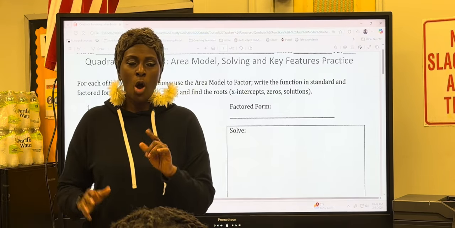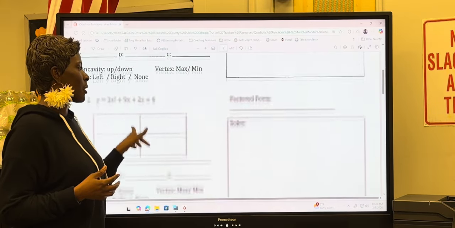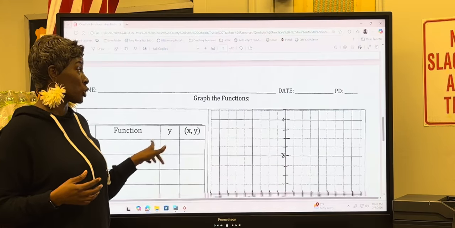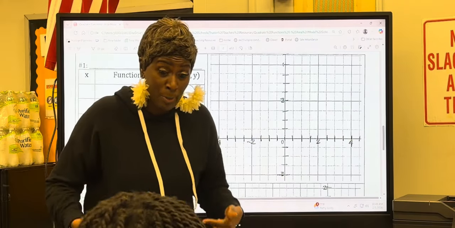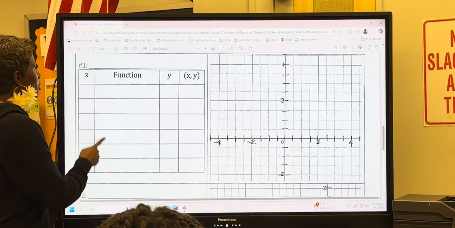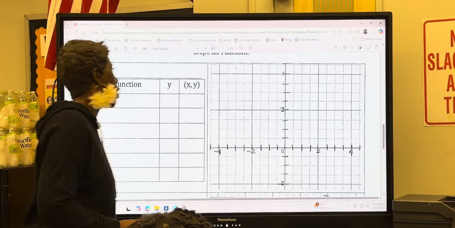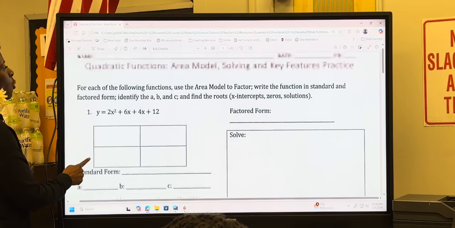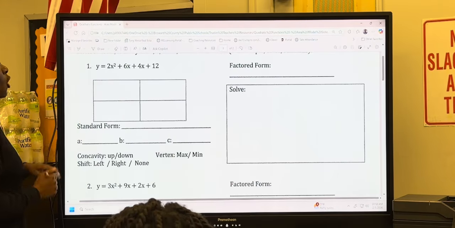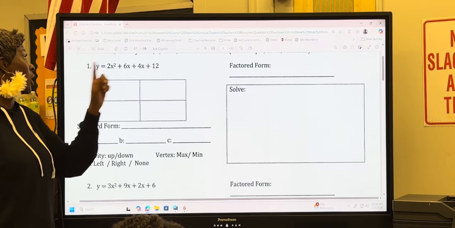All right. What I'm going to show you today is not how to solve it, because you know this part, but how to graph it. So I want everybody to flip your paper over to the back, and start with the very first function on the paper. Our very first function was y equals 2x squared plus 6x plus 4x plus 12.